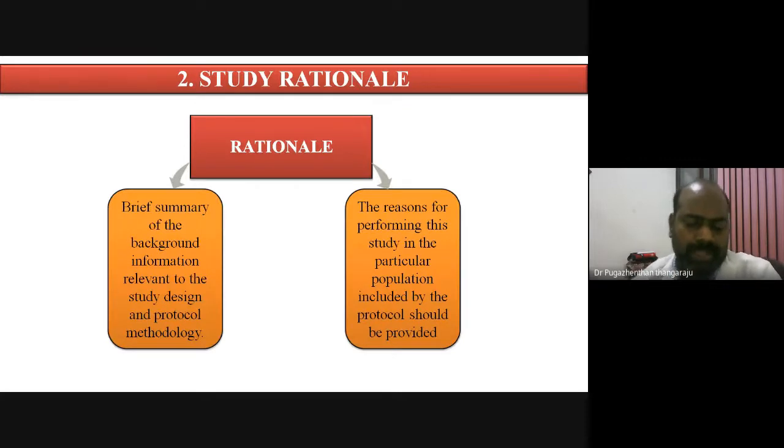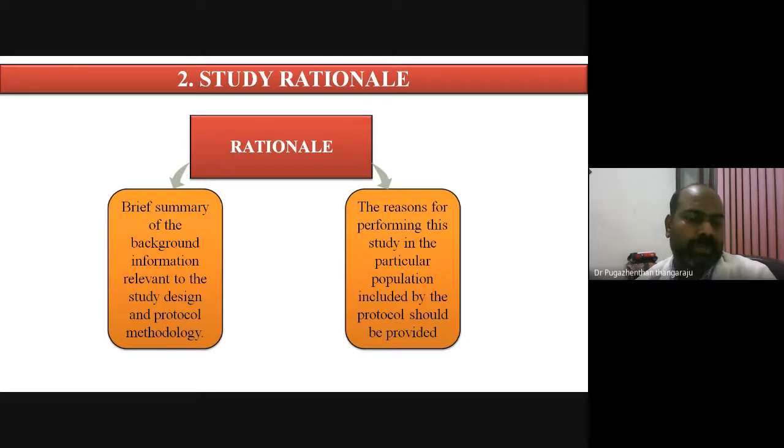It is the main part because we cannot do a study simply for the sake of getting a credit. Okay. The purpose of doing a clinical trial or clinical research is to bring new knowledge, or to add new knowledge into the existing literature. That will be a proper rationale. So how are you going to show the rationale? There should be a brief summary of the background information relevant to the study design or protocol methodology, and the reason why you are performing this study in a particular population has to be the major rationale.